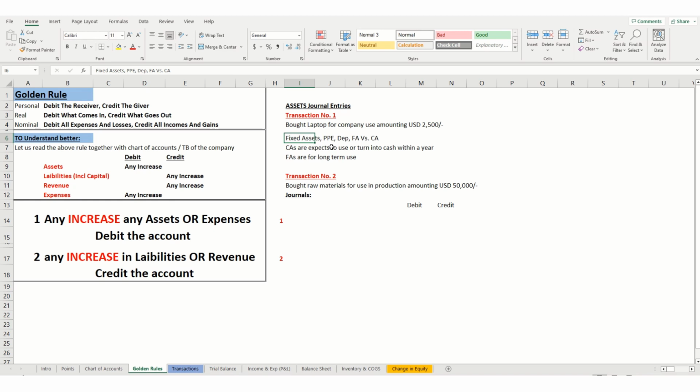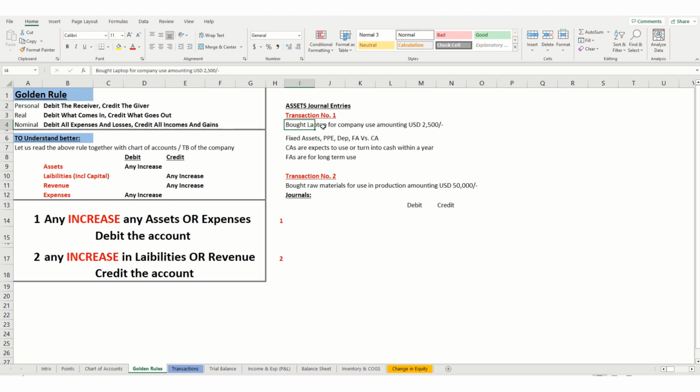These are the fixed assets: property, plants and equipment, the machines, factories, laptops, whatever you purchased for the long use of the company, that is a fixed asset. So here laptop is a fixed asset. So coming back to our shortcut, any increase in any assets or expenses, debit that concerned account.